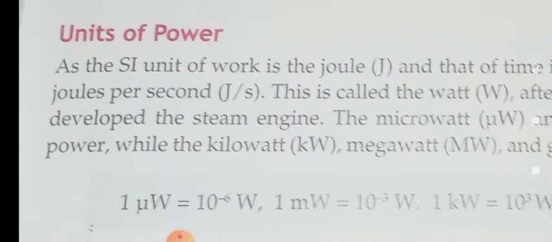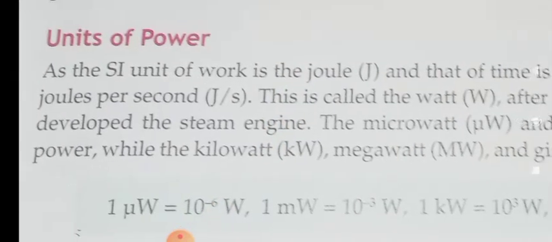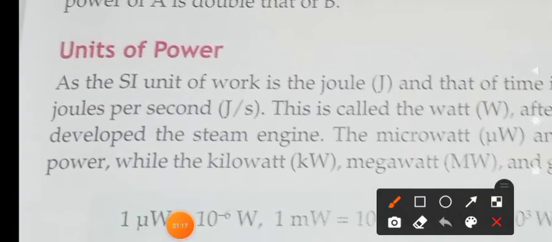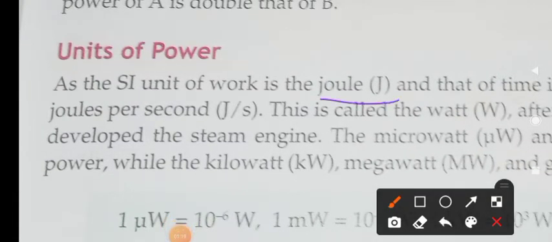Now the units of power. What is the SI unit of power? The SI unit of work is joule, capital J, and that of time is second. So the unit of power is joule per second. This joule per second is otherwise called watt.